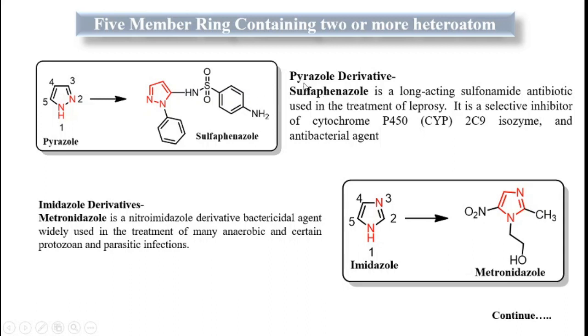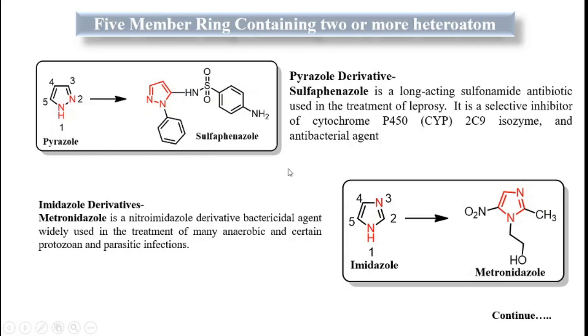The best example of a pyrazole derivative is sulfaphenazole. It is a long-acting sulfonamide antibiotic used in the treatment of leprosy. It is an anti-leprotic drug. It is a selective inhibitor of cytochrome P450 CYP2C9 isoenzyme and an antibacterial agent.